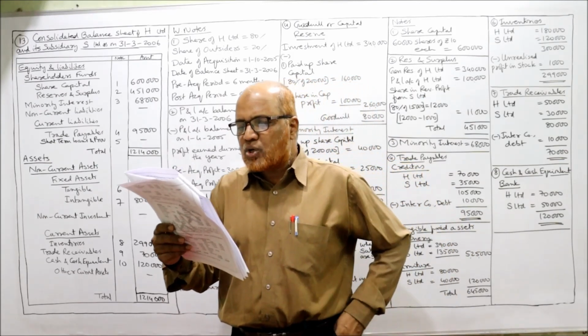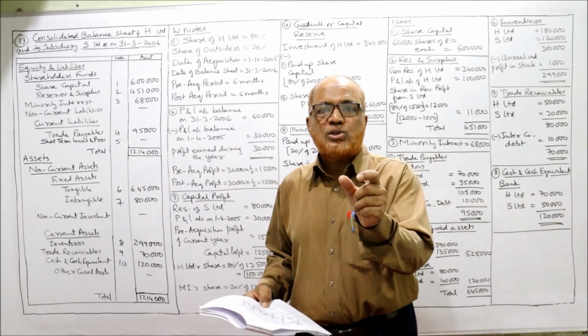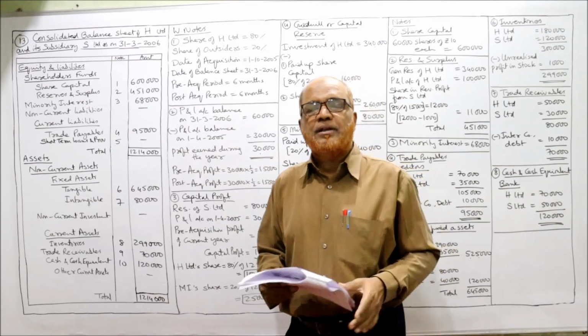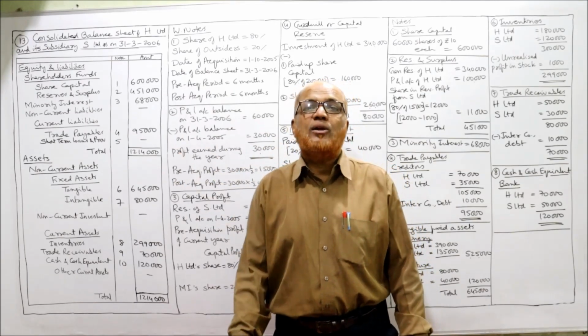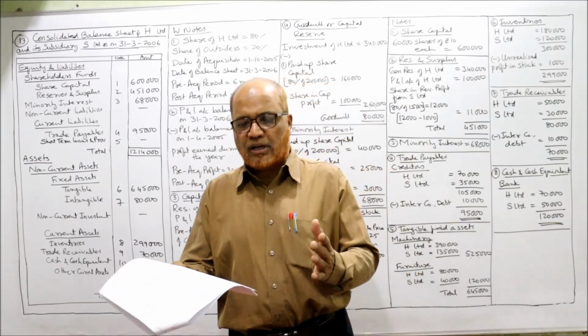Now 80% of shares in S Limited. Holding company holds 80% of shares of subsidiary company. That means the 20% is the share of outsider minority interest. Then stock, debtors, bank for both the companies given.